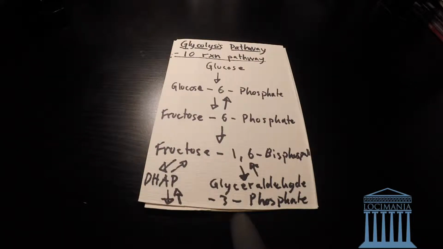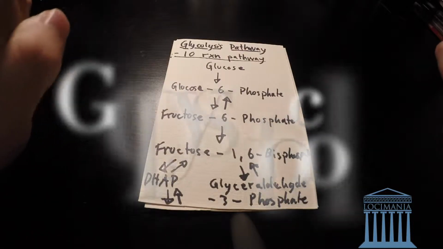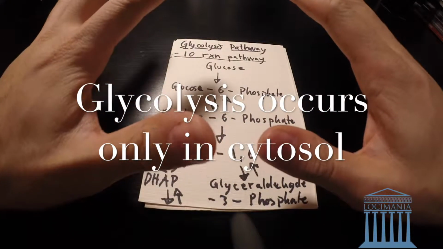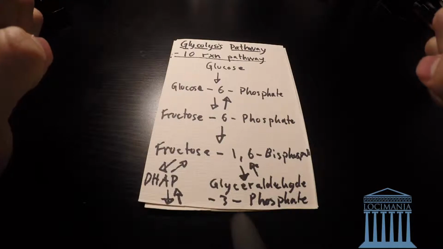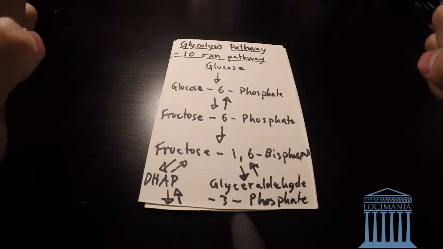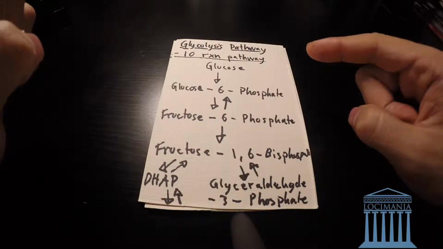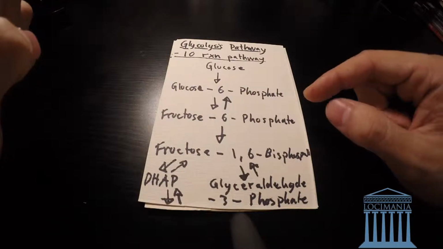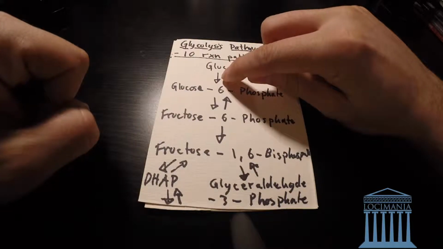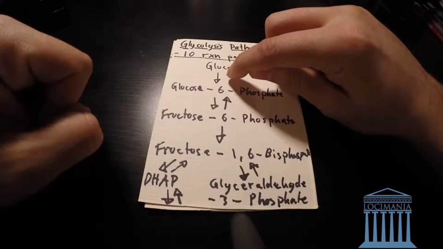Today we're going to speak about the glycolysis pathway. In this pathway we have 10 reactions. I'm going to go through them. A short overview. The first substrate we start with is glucose, which then gives us glucose 6-phosphate. As you can see here on this arrow, this is an irreversible reaction.